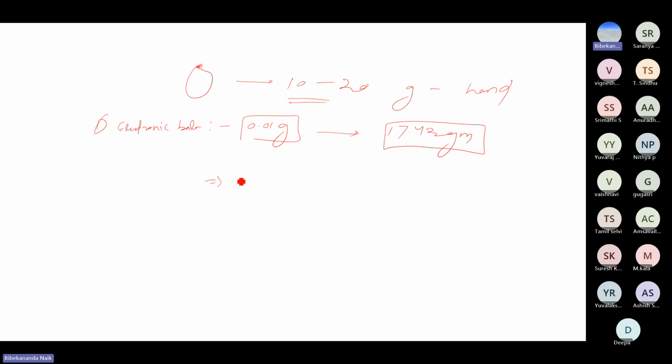So we can write the weight of that ring, W, as 17.43 plus minus 0.01 gram. This is the best estimate, and this is the uncertainty, because the least count is 0.01. If the least count is smaller and smaller, then your error or uncertainty in measurement will definitely be smaller.